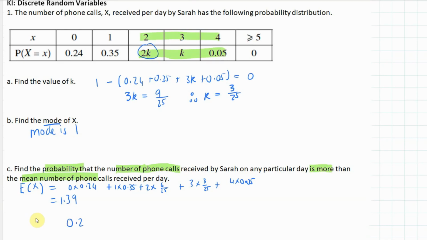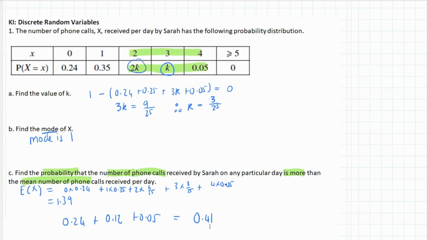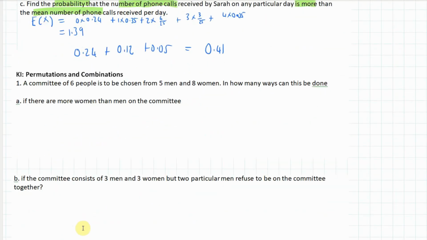So it's simply going to be 0.2 greater than 4, which is the 2k, plus 0.12, which is the k, plus 0.05. And this gives us a total of 0.41. That's the probability. Now moving on to our favourite, permutations and combinations. Let's see how wrong we can go with this one.